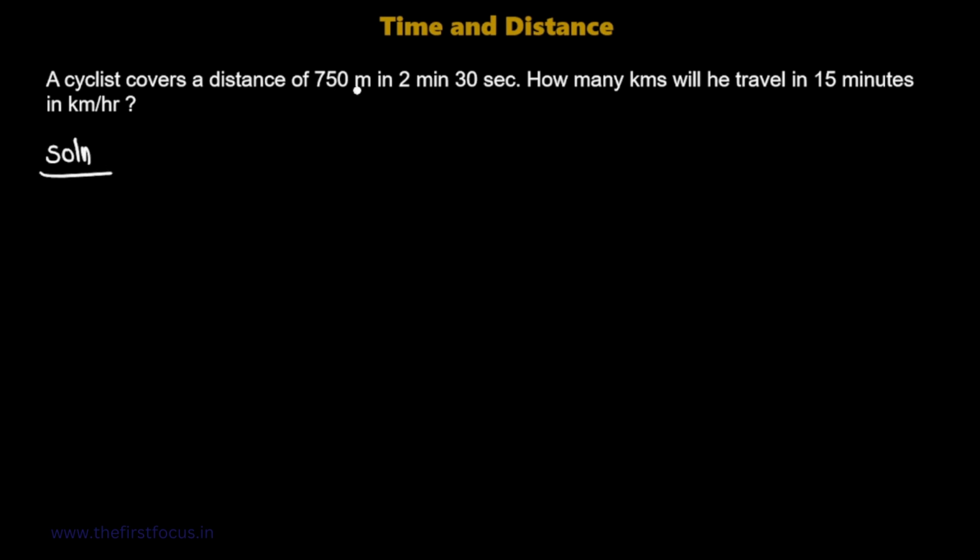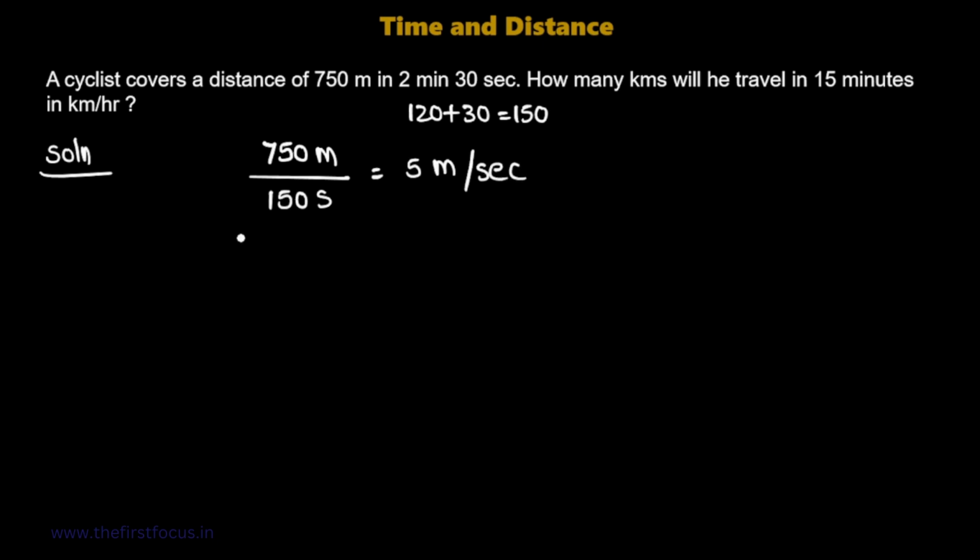So the data given is in meter per second. So there are two things we have to do. We have to find the kilometers he traveled in 15 minutes, which is in kilometer per hour. Here the data is given in meter per second. So he traveled 750 meter in how many seconds? 1 minute is equal to 60 seconds, so 2 minutes is equal to 120 seconds. 120 plus 30 is 150 seconds. So he traveled 750 meter in 150 seconds, which gives 5 meter per second.